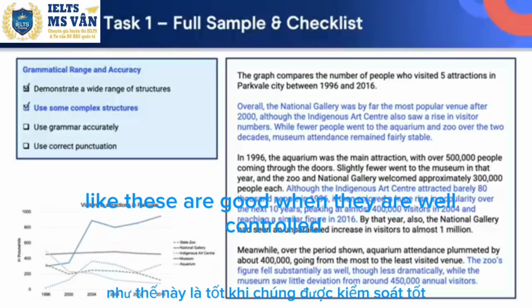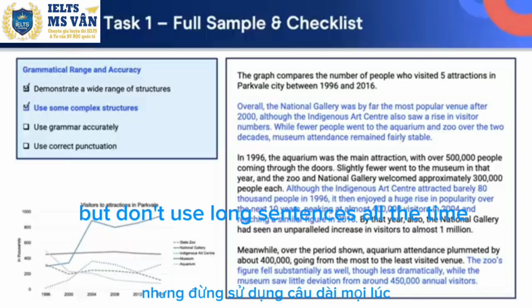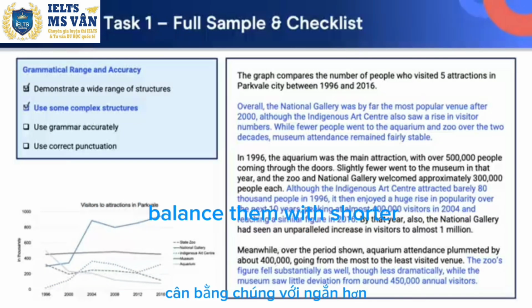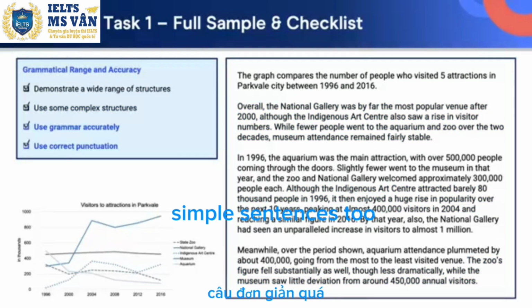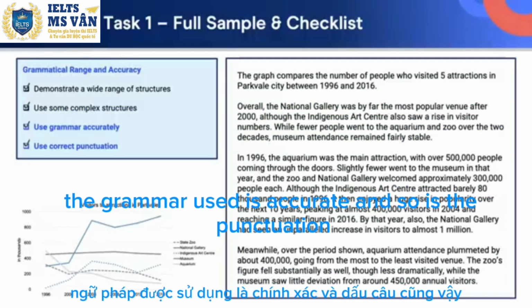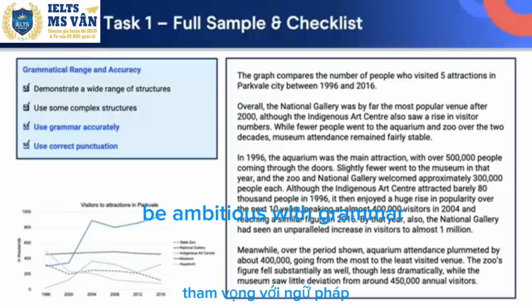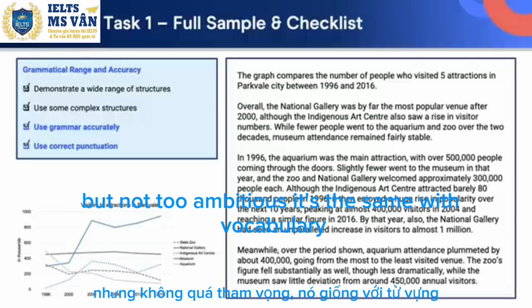Long sentences like these are good when they are well controlled, but don't use long sentences all the time. Balance them with shorter, simple sentences too. The grammar used is accurate and so is the punctuation. Be ambitious with grammar, but not too ambitious. It's the same with vocabulary.